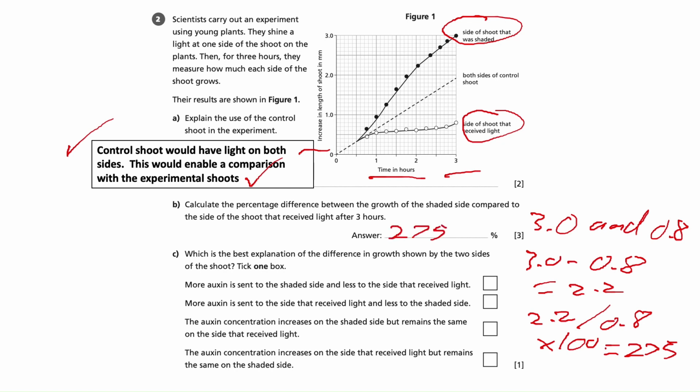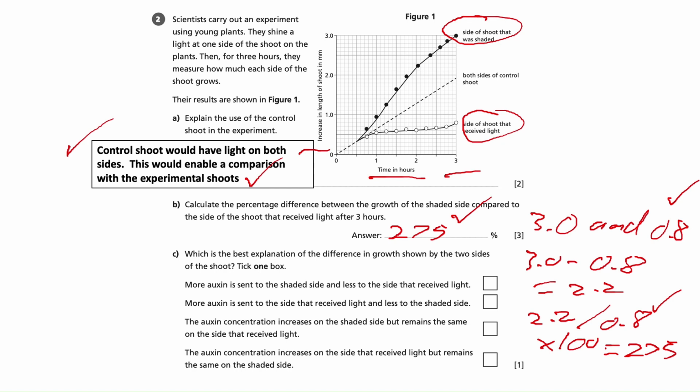So where do the marks come from here? 1 mark for the correct reading. Obviously, be very careful when you're reading numbers off a graph, you're doing it accurately. And then 1 mark for this equation, and then 1 mark for that final answer. That gives us 3 marks available for this question.